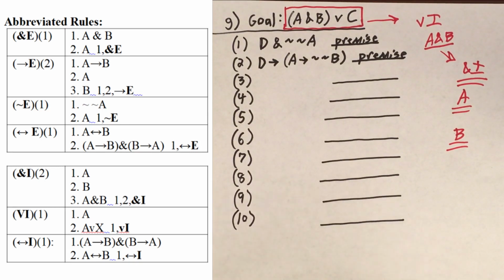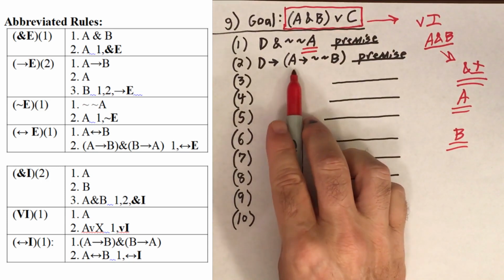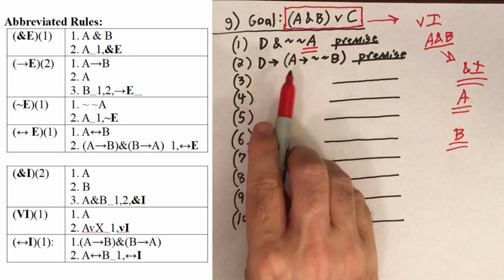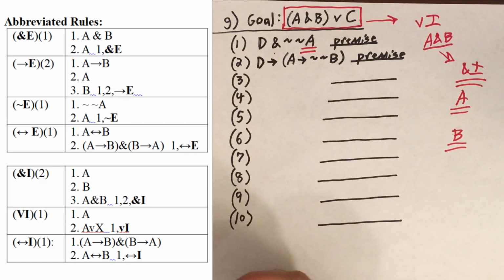The first thing I'm going to try to do is get A. Let's work on that first. Do I see A anywhere in my premises? Yes, I see it. There it is. I see A right here. Now, I also see it here, but that's more complex. It's going to be easier to take it out of line 1. Do you see it? Because line 1 is an and.